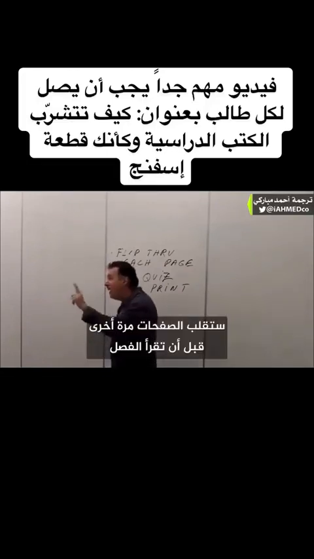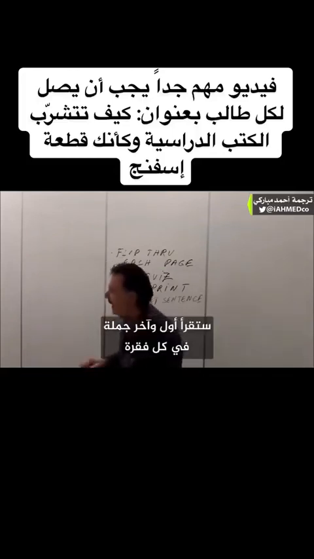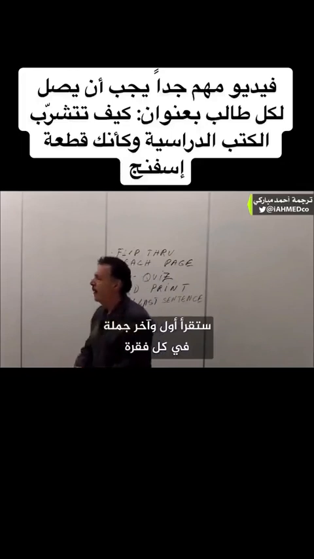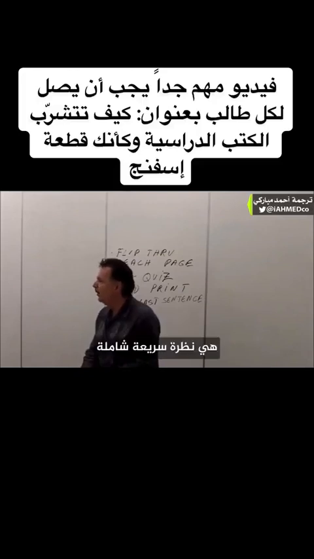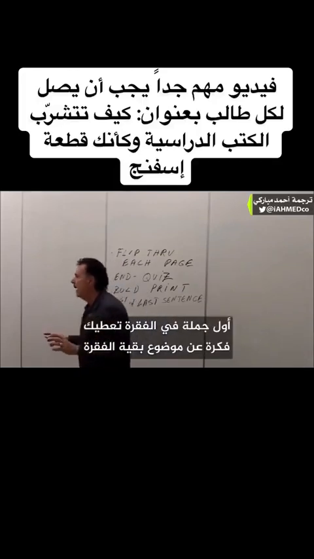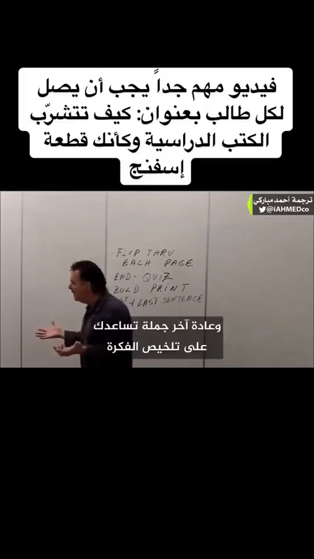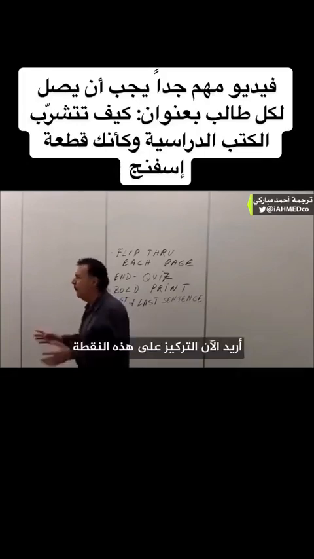You're going to go through one more time before you read the chapter. You're going to read the first and last sentence in each paragraph. The first sentence of a paragraph is the introduction. It's a quick overview. The first sentence of a paragraph gives you an indication as to what the rest of the paragraph is about. And usually the last sentence of the paragraph helps you sum it up.